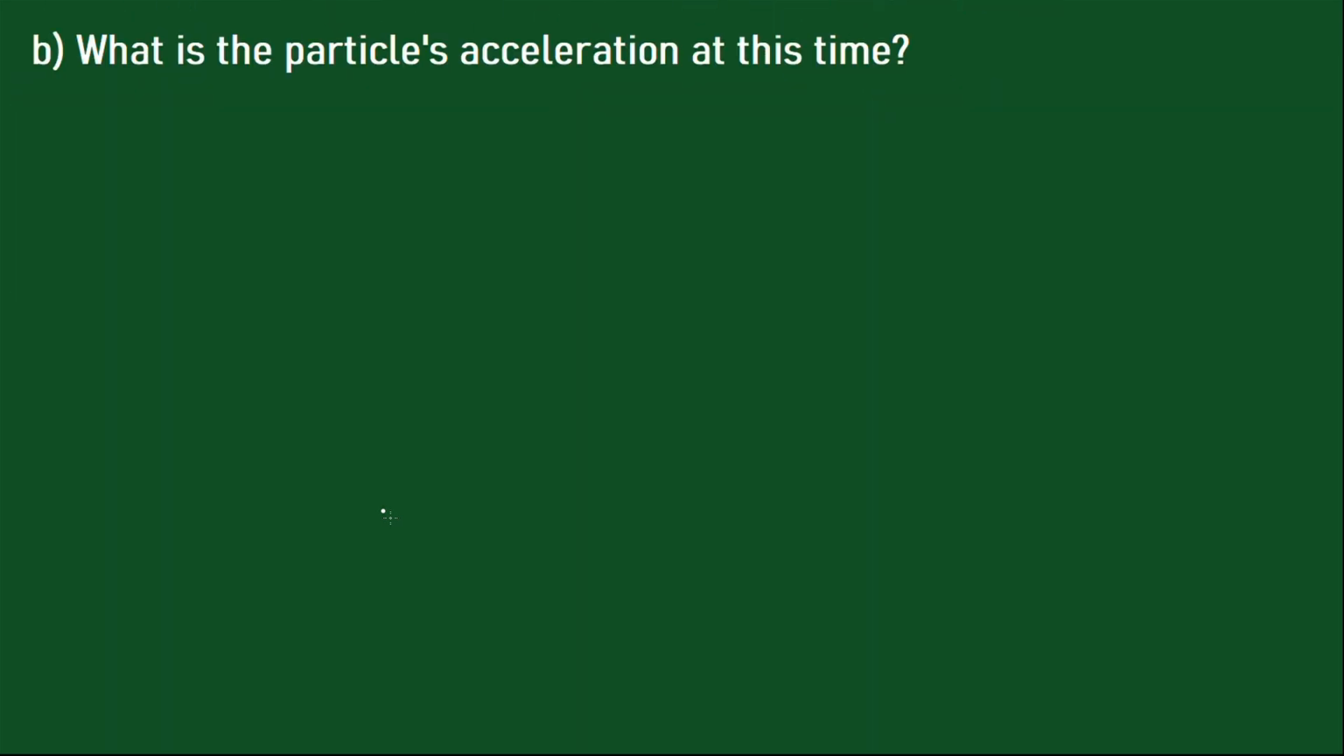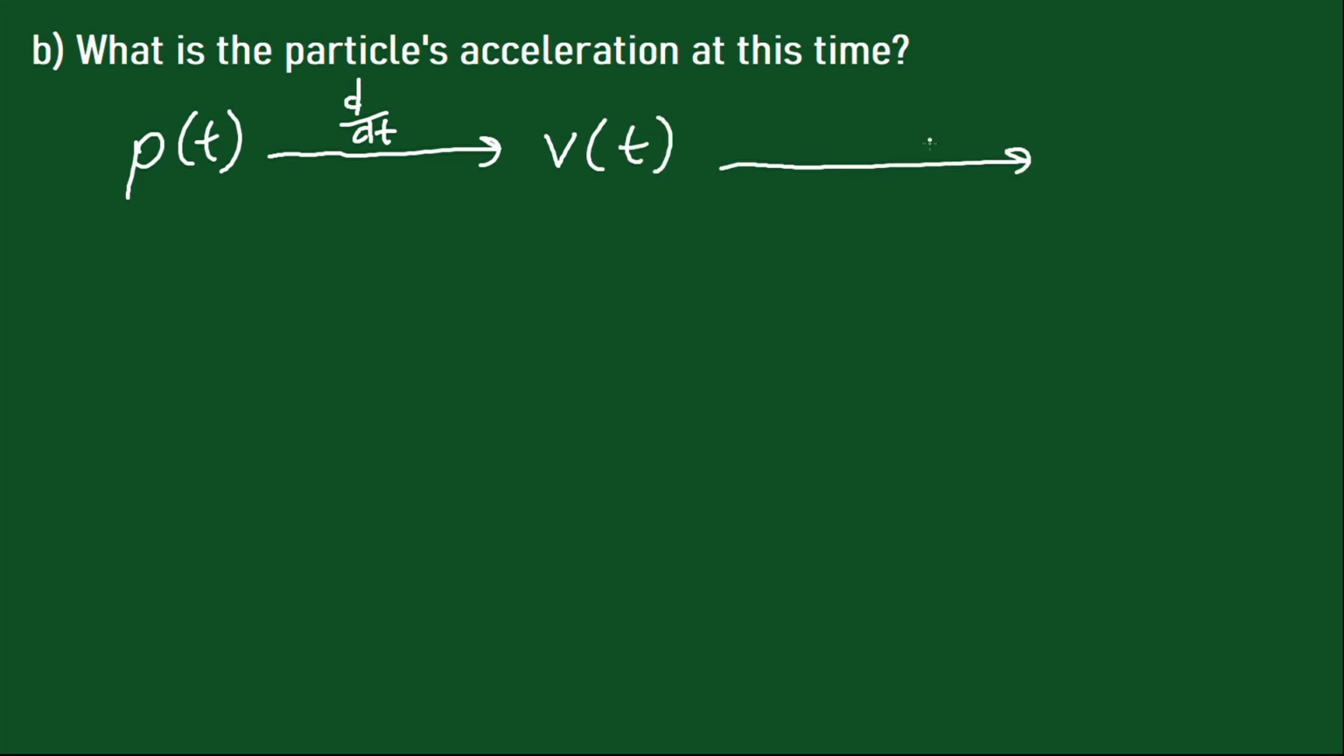Part B says, what is the particle's acceleration at this time? Well, just like how when we wanted to find the velocity, we took the derivative of the position. To find the acceleration, you take the derivative of the velocity. So let me write this out here. If you have your position at t, and you decide to take the derivative of that with respect to t, what you get is your velocity. If you decide to take the derivative of that again with respect to t, what you get is your acceleration time equation. So you can go from position to velocity to acceleration.